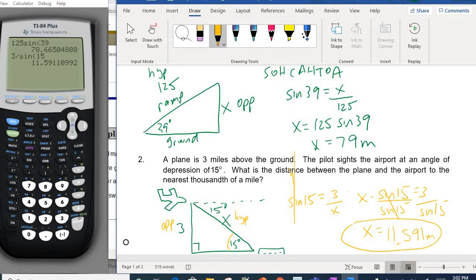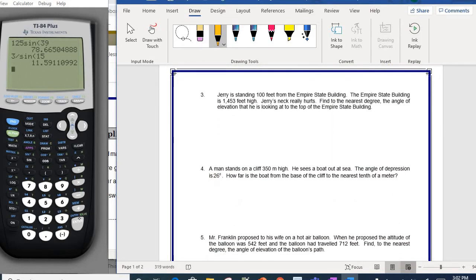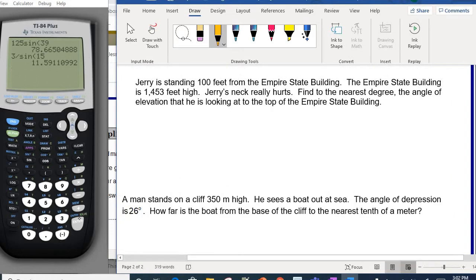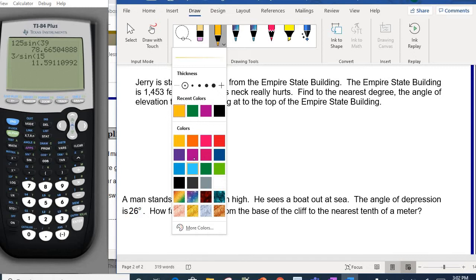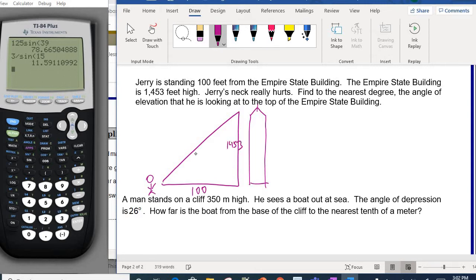Okay, let's look at example number 3. So Jerry now is standing 100 feet from the Empire State Building. Okay, so let's draw Jerry here. So here's Jerry. Now he's 100 feet from the Empire State Building. So he's 100 feet away. Here's your building. The building is 1,453 feet high. We want this time the angle of elevation.